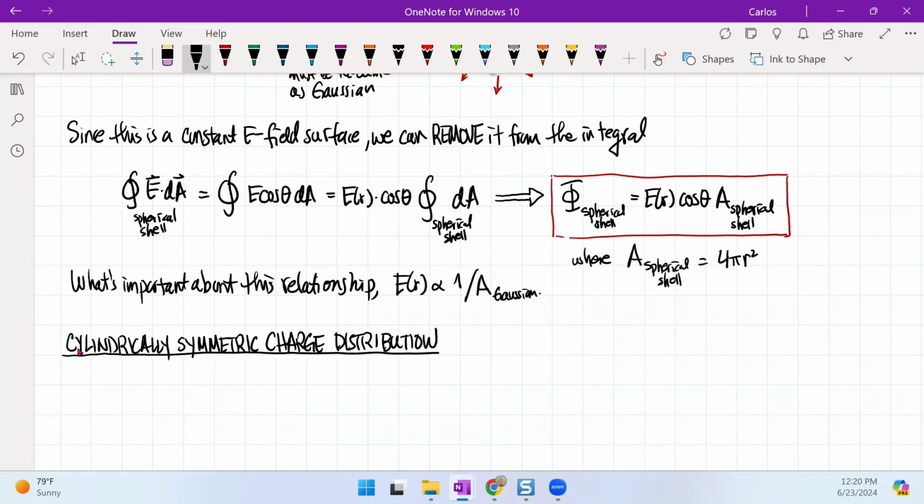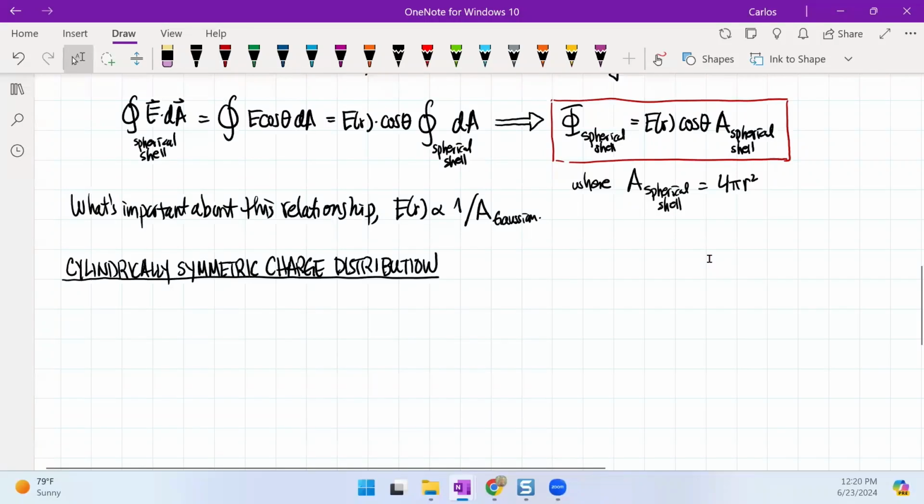This one is a tad trickier. And so what happens here is that if I have a cylinder, we have to worry about the endpoints of the cylinder. So if we're talking about spherically symmetric charge distributions, we can't talk about the endpoints of the cylinder.